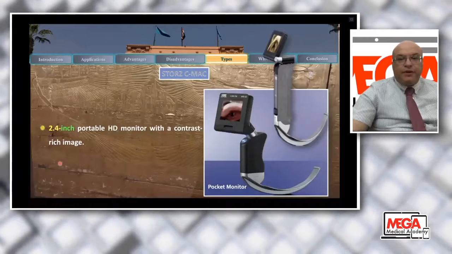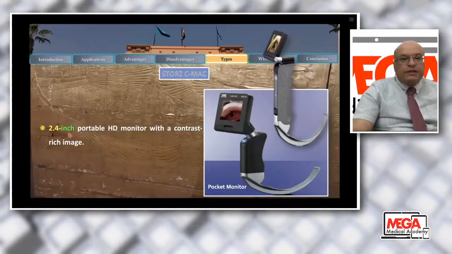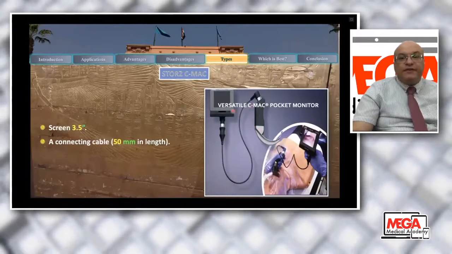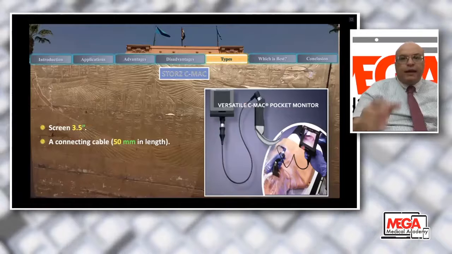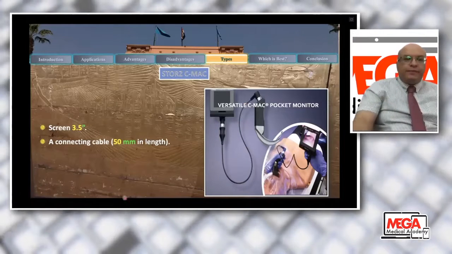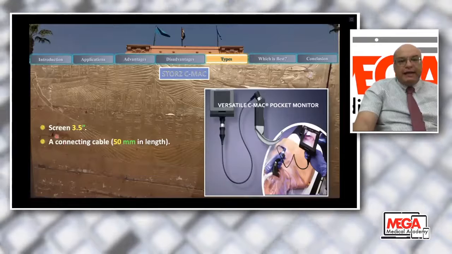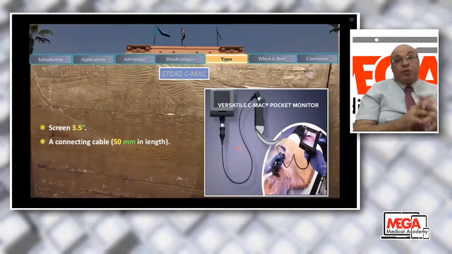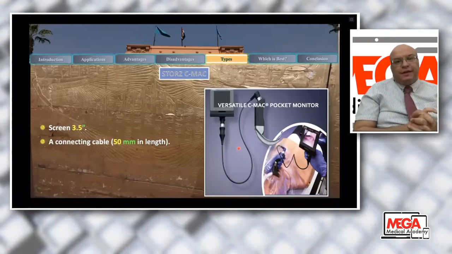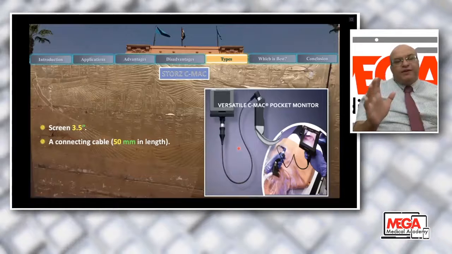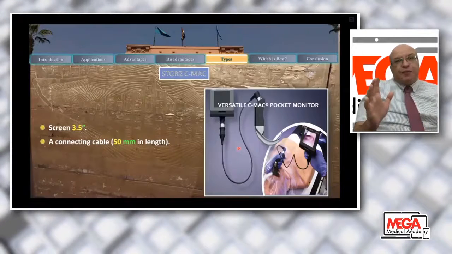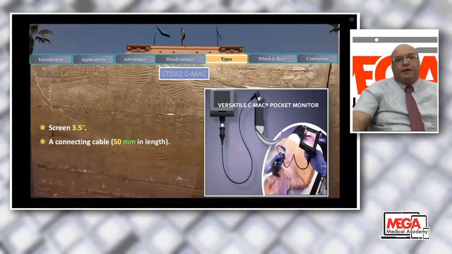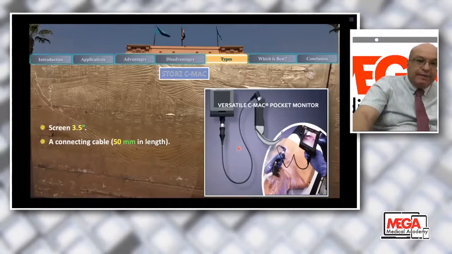Also, there is the portable pocket monitor, which is a 2.5-inch portable screen. And recently, they introduced a versatile CMAC with a portable remote screen. It's connected by a cable 50 millimeters in length, and the screen is 3.5 inches. The idea of remote screens, as you can see, is propagating after the era of COVID-19. Because if you are using a video laryngoscope, you have to choose a remote screen rather than the one attached to the handle, to stay away from the mouth of the patient in case of infection in suspected or positive patients.